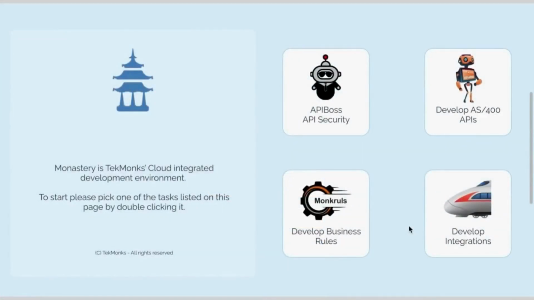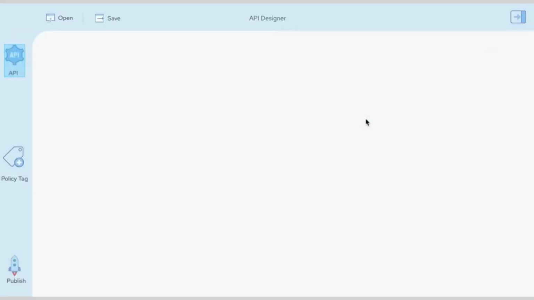Welcome back. I have successfully logged into our cloud integrated development environment. This is TekMonks development environment called Monastery, and as you can see, it hosts a lot of different products that you can get in and start playing around with, tinkering and creating, whether it be APIs for your traditional AS400 machine, developing integrations, or even business rules. But today I'm going to be focusing on the APIBoss, so how we can join this development environment to apply API security. And with that, let's double click on one of them and jump into the actual environment.